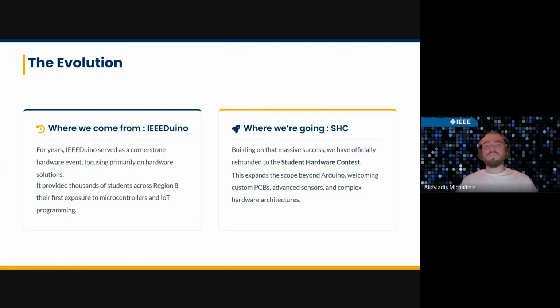Currently, from this year onwards, we are transitioning to the new name and the new branding of the contest, which is the Student Hardware Contest. We're building on that massive success of the IEEE Duino. We have officially rebranded it to the Student Hardware Contest. And we expand the scope beyond Arduino, welcoming custom PCBs, sensors, and complex hardware architectures.